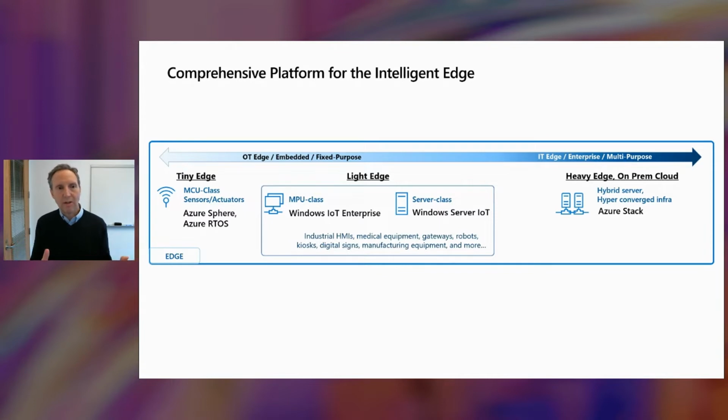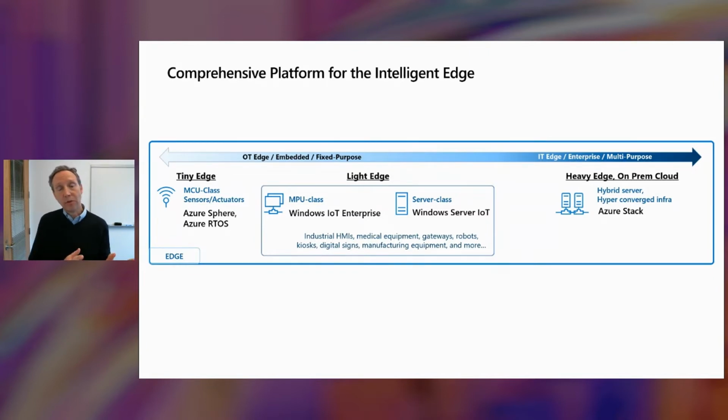On the left-hand side of the diagram is the OT edge, or the operational technology edge. These are the types of devices that people often refer to as embedded devices or IoT devices. They're typically fixed-purpose devices, meaning they do one task. For instance, defect detection on a manufacturing line, or the parking meter that you put your credit card into when you pay for parking at a parking garage. That's a fixed-purpose scenario, right? That's all it does. Even an MRI machine is for MRI imaging.